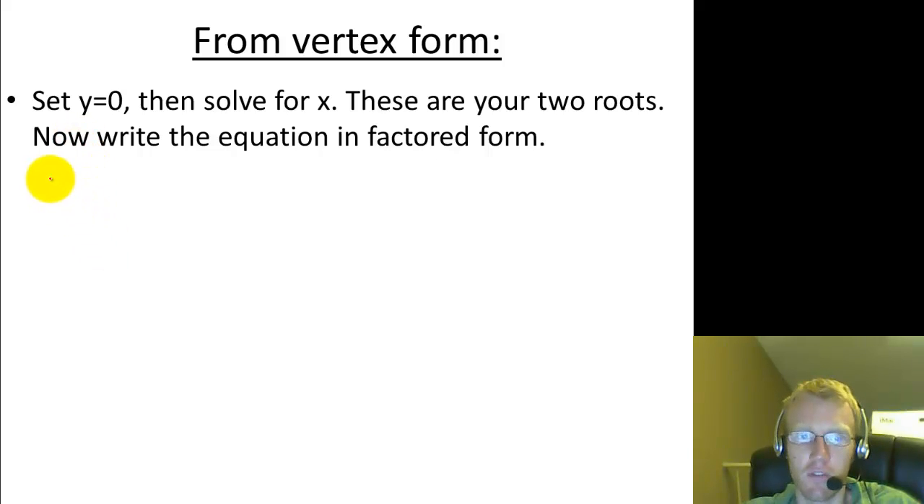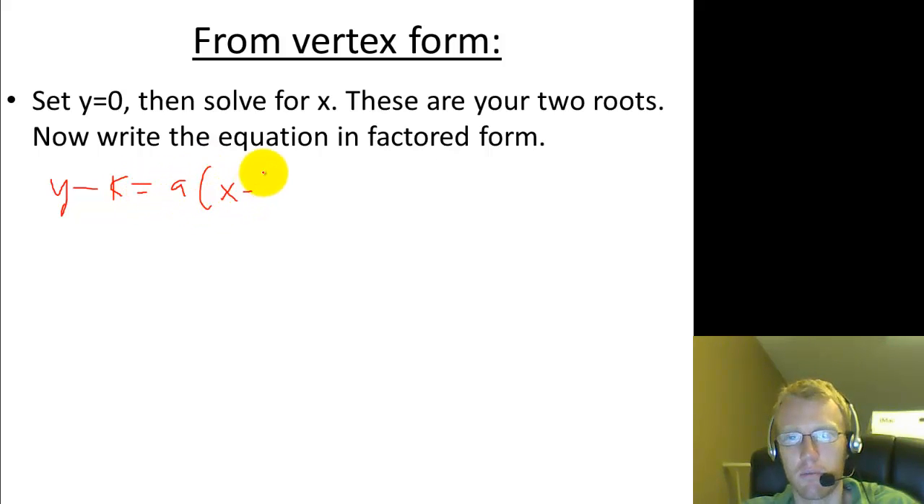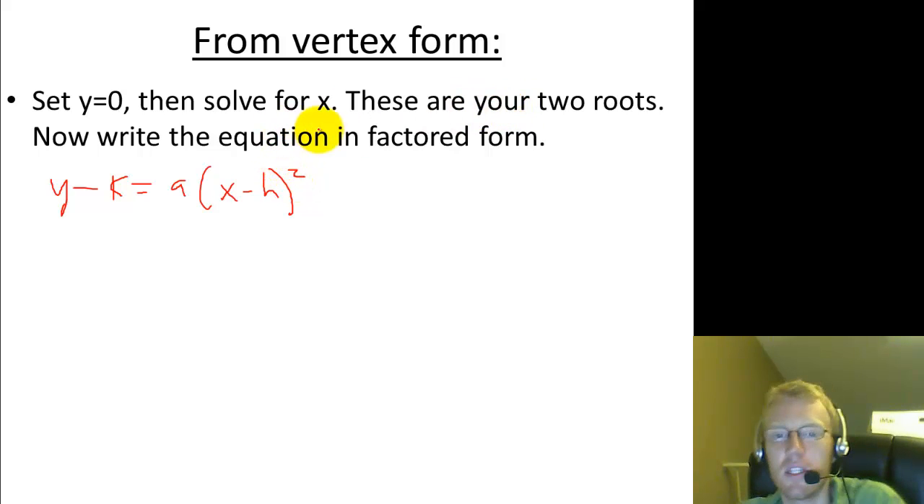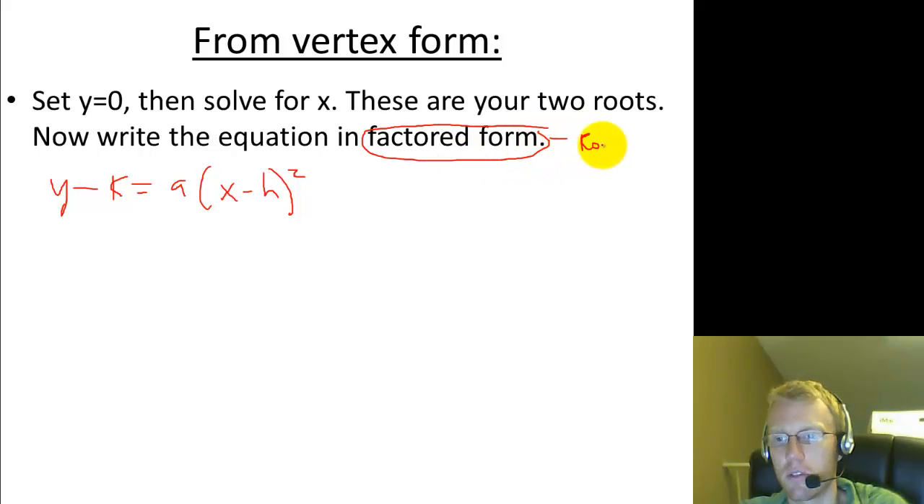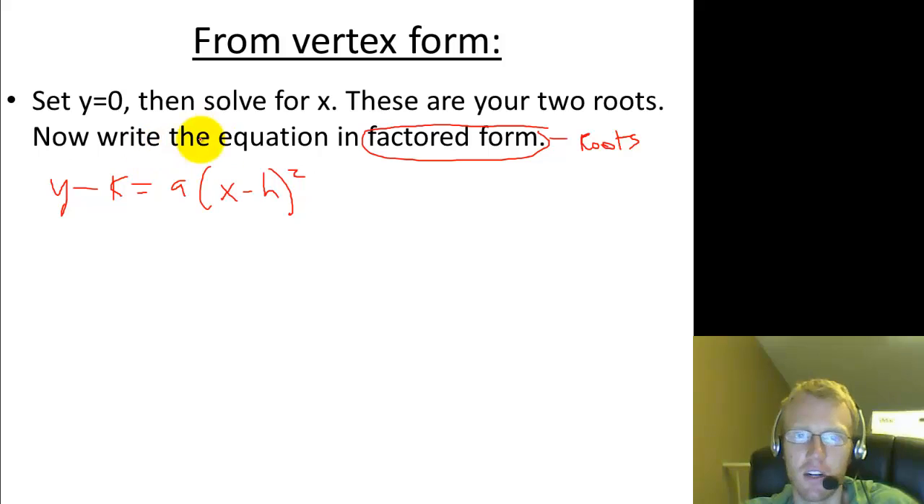If you start your equation in vertex form, you've got y minus k equals a times (x minus h) squared. So if you want to get the equation in factored form, this requires getting the roots. Okay, so if you can get the two roots, which are the x-intercepts, then you can just write down the answer in factored form. So the task here is instead of trying to factor it, we're going to try to solve it to get the two roots and then write the answer in factored form.